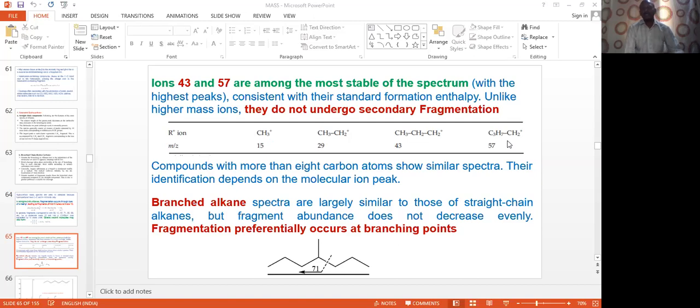Compounds with more than 8 carbons will have a similar spectrum, and you can identify them based on their molecular ion peak. The next one is the branched chain alkanes, which we discussed in the previous slide. Here you see 1, 2, 3, 4, 5, 6, 7. What is this compound?